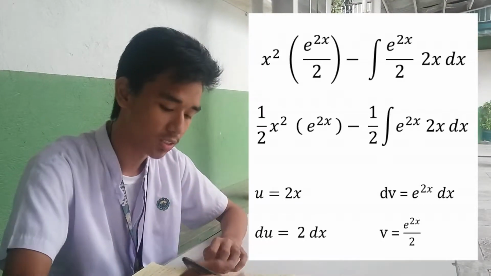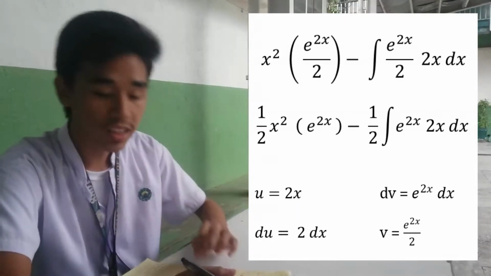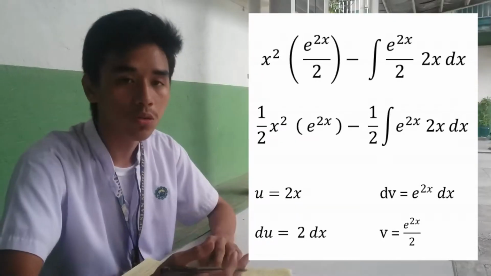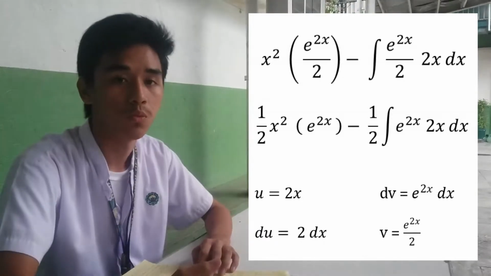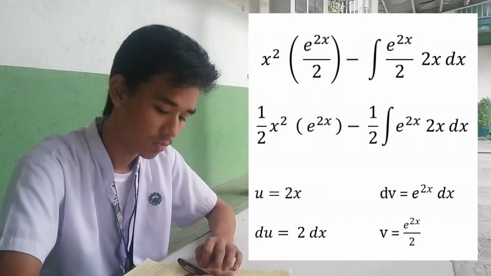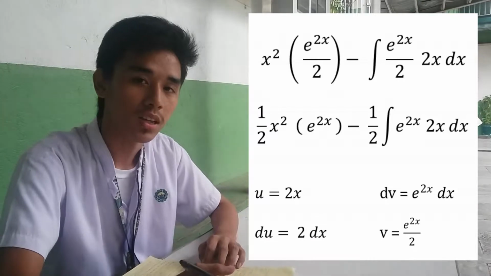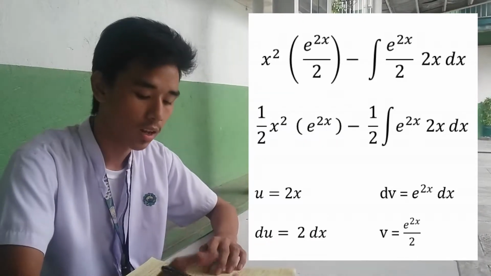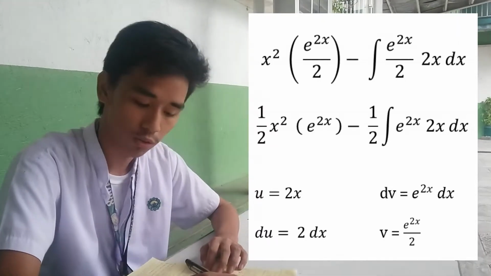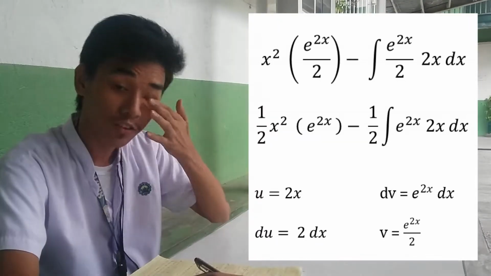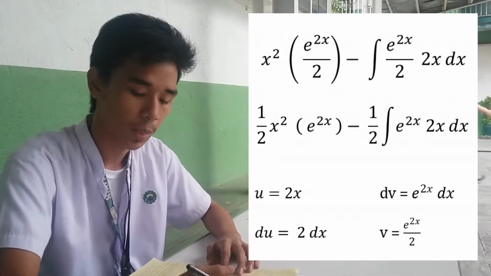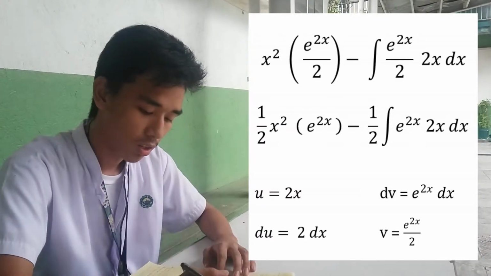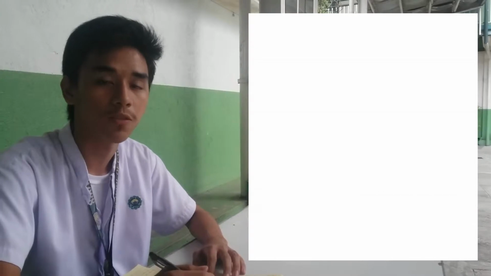So let 2x be u. The derivative of 2x will be 2 dx. Our dv is e raised to 2x, and our v is still e raised to 2x over 2. After using the integration by parts, substitute again to the formula uv minus integral of v du.